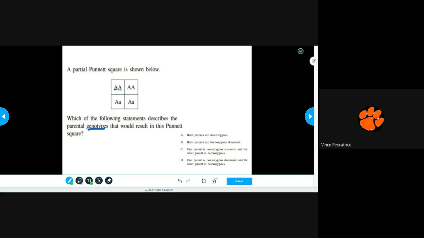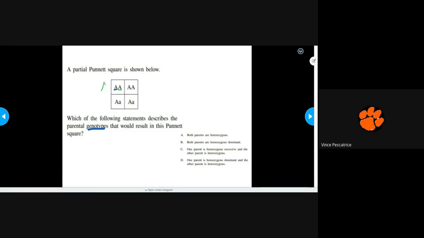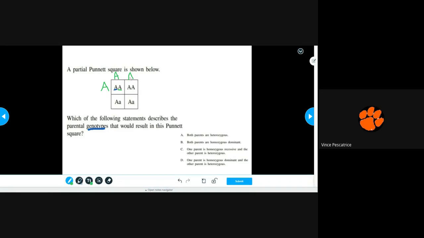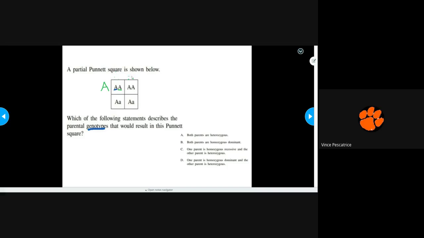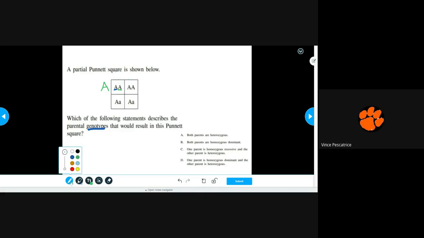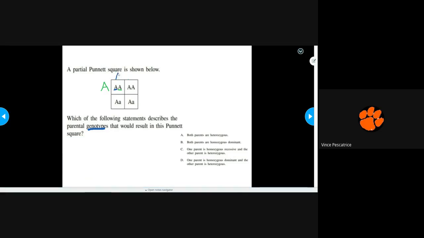So that means that if they both have capital A's in these two boxes, and one comes from the father and one comes from the mother, then this one has to be a dominant allele, and this one also has to be a dominant allele. And so does this one. Because that's the only way that these two, let me change these colors again, just to make sure. All right, A.